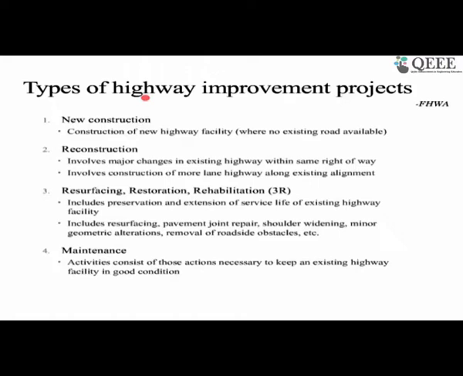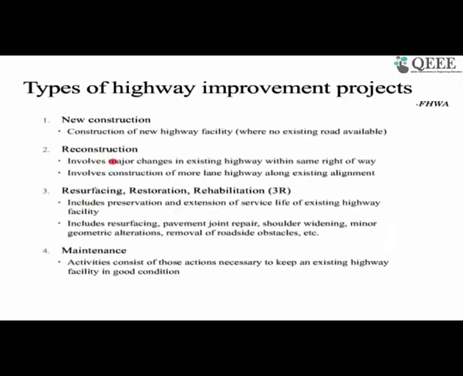Now sometimes it could be a reconstruction, and in a reconstruction mainly a highway exists and you need to change a certain portion of the highway because of deficiency in geometry. So those involve major changes, but mostly you'll be using the existing alignment. So that type of reconstruction can happen. Then the other types of improvement projects are resurfacing and restoration.